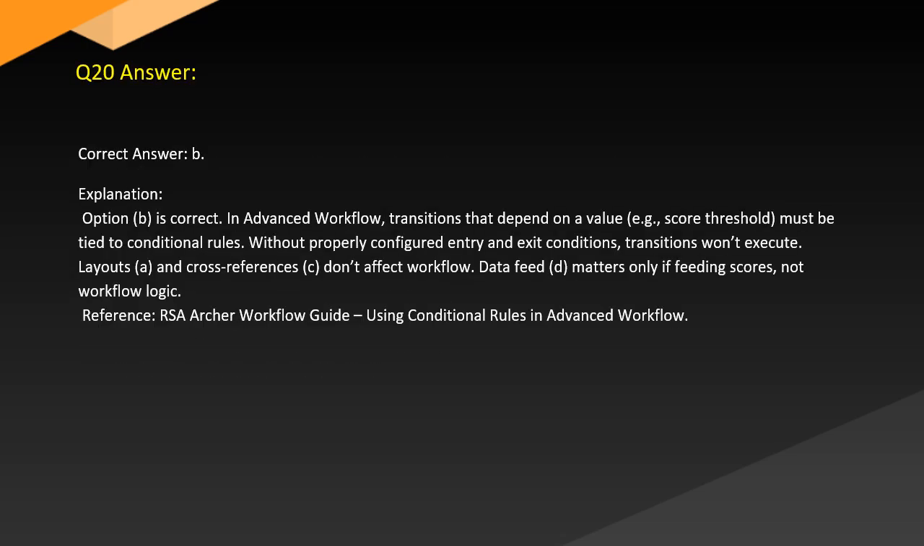Answer. Correct answer: B. Explanation. Option B is correct. In advanced workflow, transitions that depend on a value, e.g. score threshold, must be tied to conditional rules. Without properly configured entry and exit conditions, transitions won't execute. Layouts (A) and cross-references (C) don't affect workflow. Data feed (D) matters only if feeding scores, not workflow logic. Reference: RSA Archer workflow guide, using rules in advanced workflow.